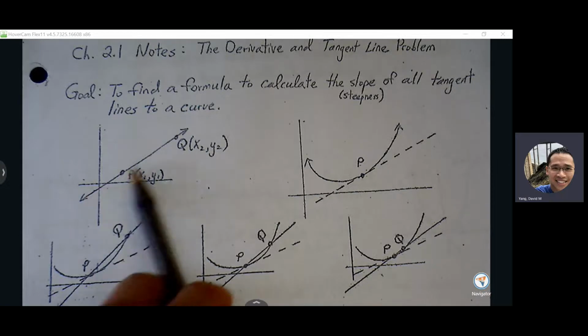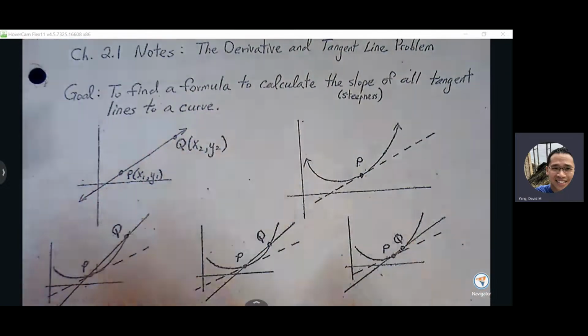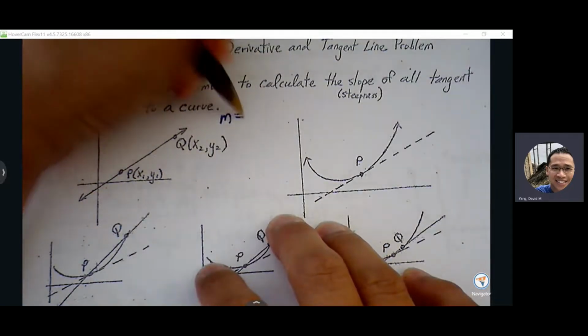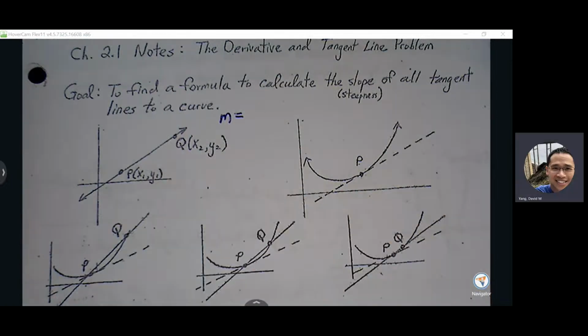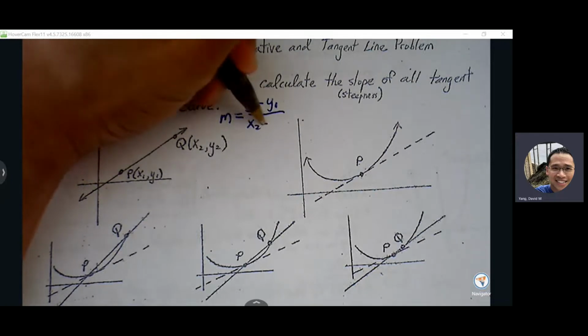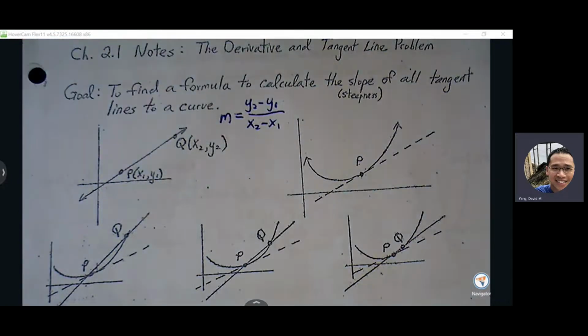Okay, so we know how to find the slope of a line. If I gave you point P and point Q and I named them (x1, y1) and (x2, y2), what would you say the slope of this line is using the formula? Yep, change in y, good. y2 minus y1 over change in x, x2 minus x1. Okay. So this is going to be the foundation. We're going to start with this, and we're going to build our way up.